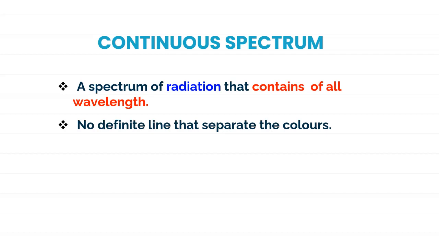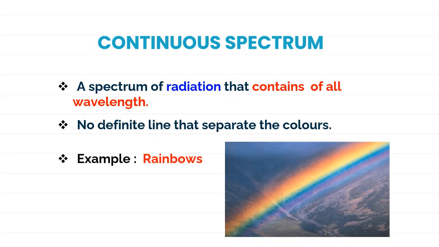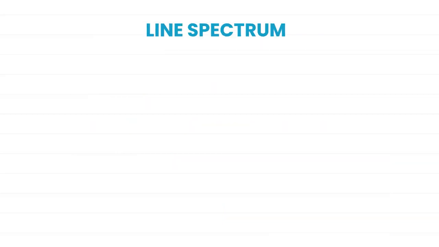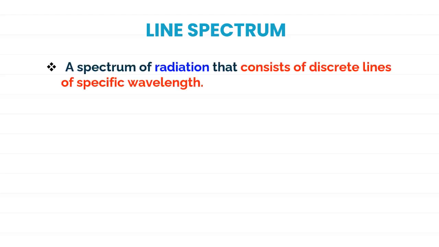There's no definite line that separates these colors. For example, we have rainbows. You can barely see the line that separates each color present. In contrast to continuous spectrum, line spectrum is a spectrum of radiations that consists of discrete lines of specific wavelength. An example of line spectrum is hydrogen spectrum.